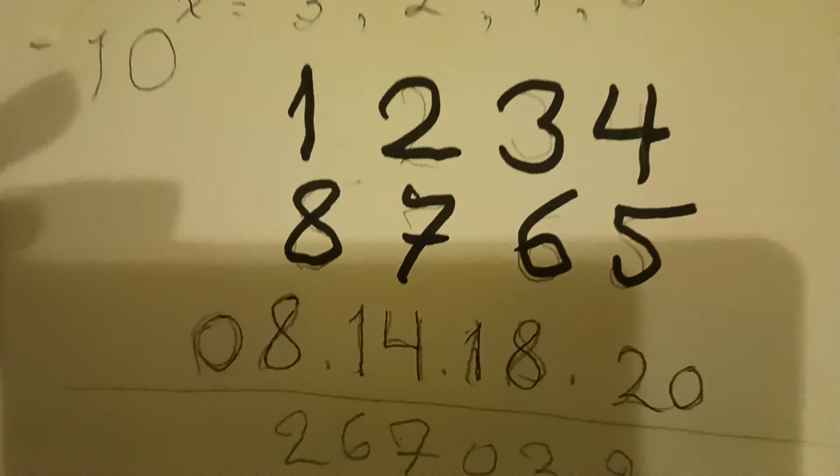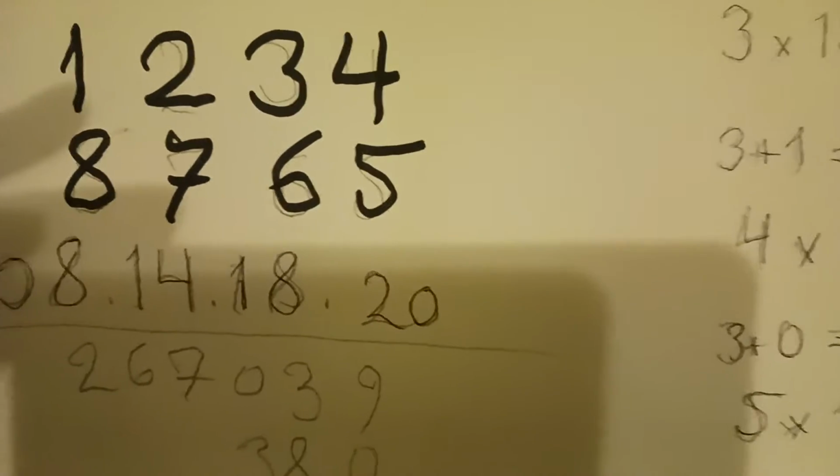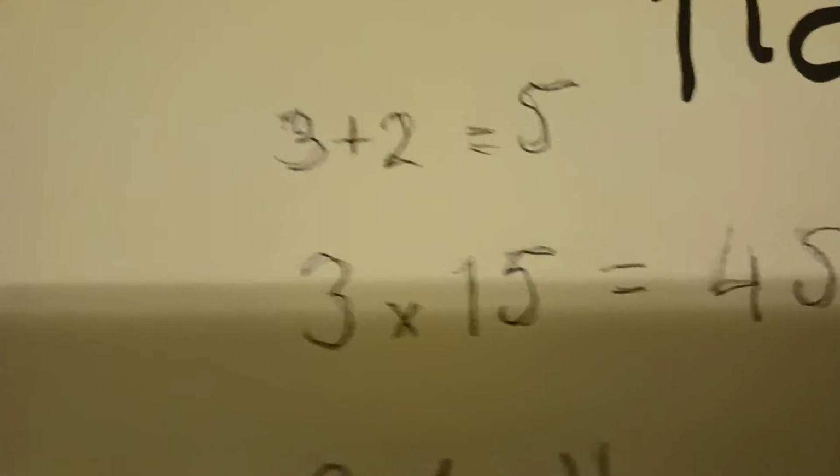So we go 1 times 8 is 8, twice 7 is 14, 3 6s is 18, 4 5s are 20. And then we go, okay, we've got 3 and 2. 3 plus 2 is 5. Now, 3 and 2, so it's a 3 and 2 column. So we add 1 and 2, which gives 3. 8 and 7, which is 15.